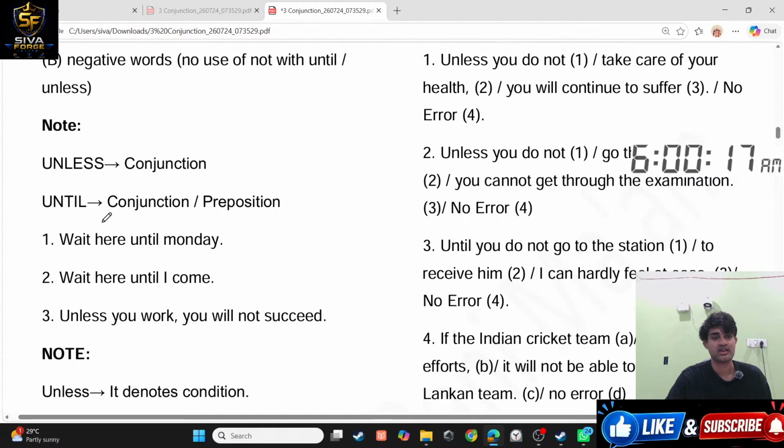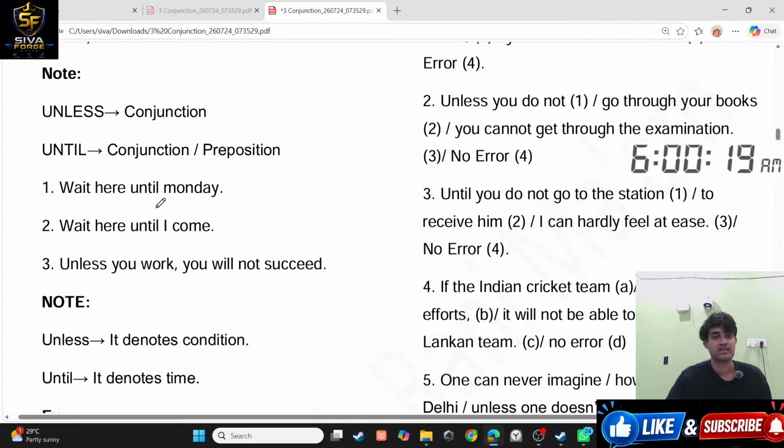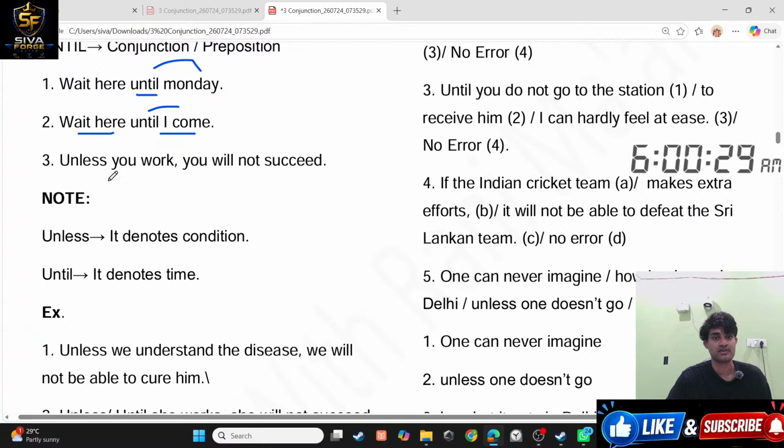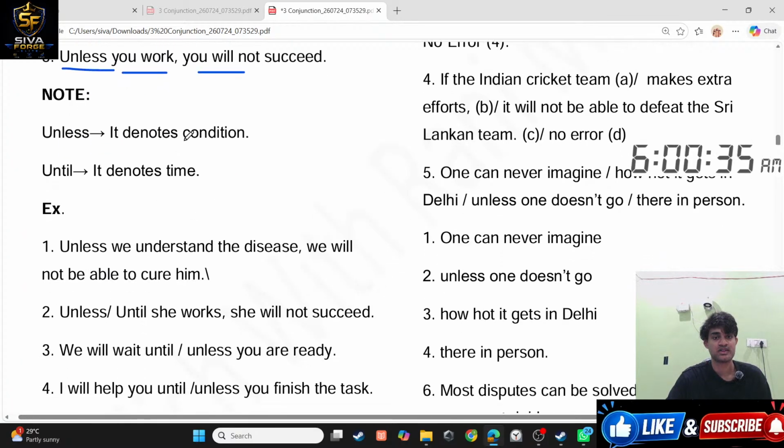Unless is a conjunction. Until is a conjunction and a preposition. "Wait here until Monday." Until here is a preposition. "Wait here until I come." It is a conjunction. "Unless you work hard, you will not succeed." Unless plus subject verb, subject verb, so it is a proper conjunction. It denotes condition. It denotes time.